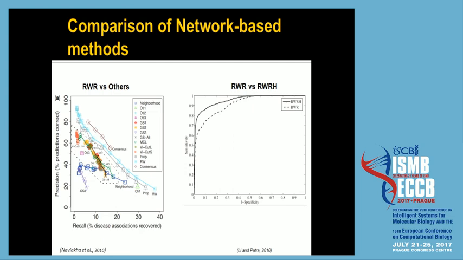There are many network-based algorithms for this problem, and as shown in the literature, the RWR algorithm is the best compared to the others, including algorithms based on the homogeneous network of genes. However, when we integrate the gene network with a disease severity network, RWR is modified to RWRH, and it gets better performance.